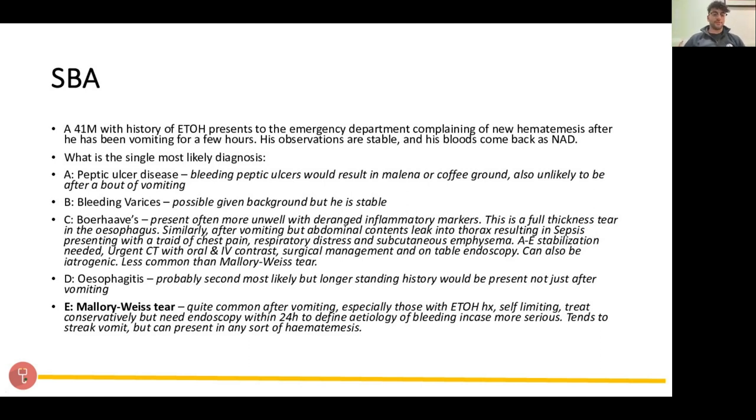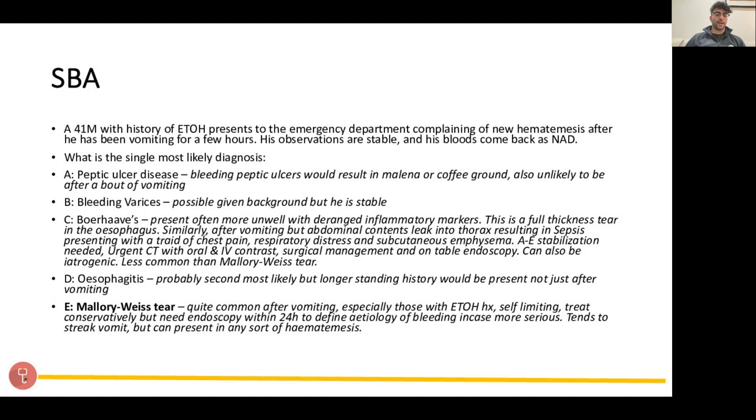This is also less common than a Mallory-Weiss tear, which is more likely in those with an alcohol history, but this is much more self-limiting. You treat it conservatively. They do need an endoscopy within 24 hours to define the etiology of the bleeding, as in some cases it can be more serious. It tends to streak the vomit as opposed to being just frank hematemesis, but it can also present in other sorts of hematemesis. It can present as coffee ground, it can also present as frank as well, but most likely to streak.